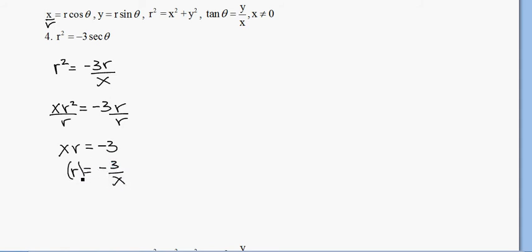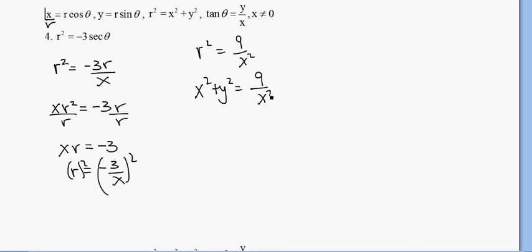And now I'm going to square both sides. So I get r squared is equal to 9 over x squared. R squared is equal to x squared plus y squared is equal to 9 over x squared. And then I'm just going to multiply both sides by x squared, so you get x to the 4th plus x squared y squared is equal to 9. And it's a pretty unattractive answer, but it's not that bad.